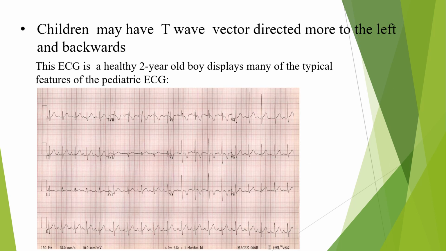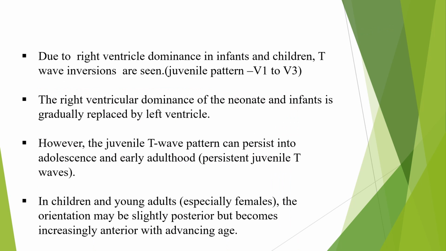Children may have the T wave vector directed more to the left and backwards. This is one of the examples. Inverted T waves can be seen in V1, V2, V3 leads. This is a normal finding in children. Due to right ventricle dominance in infants and children, T wave inversions are seen. That is what we call the juvenile pattern.